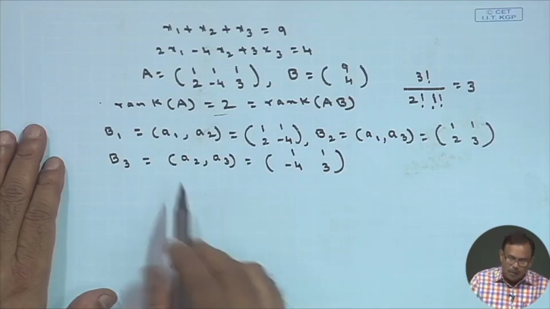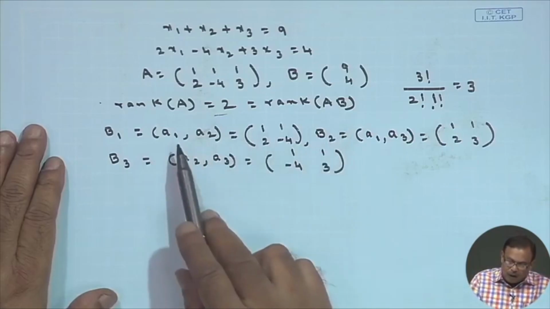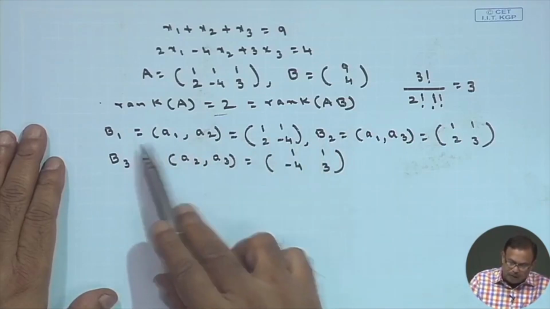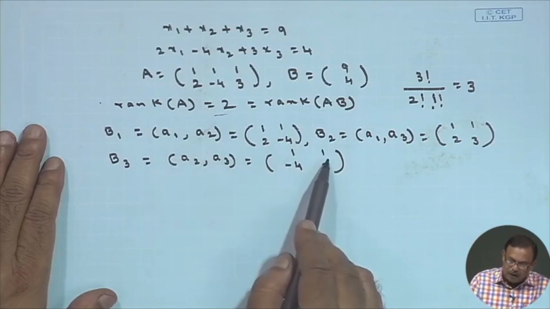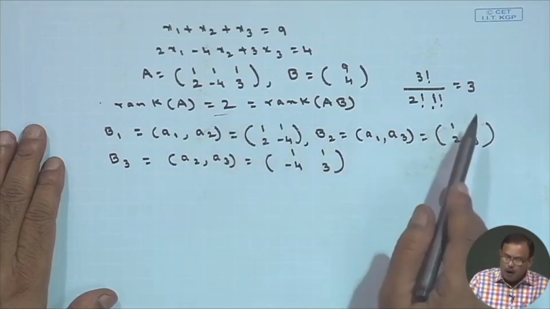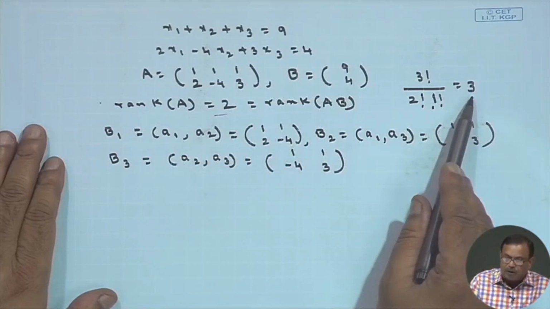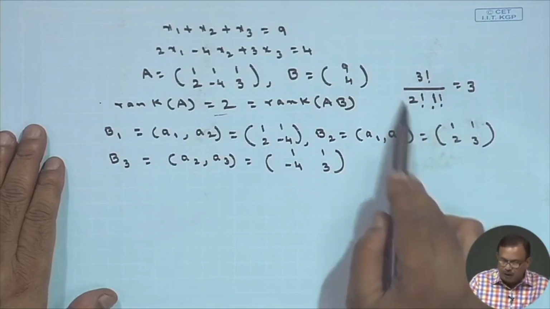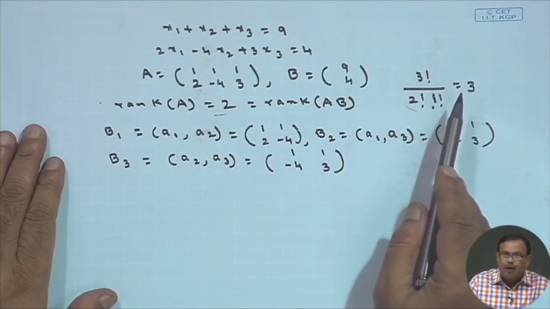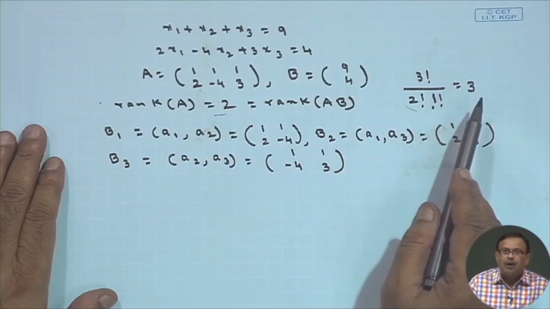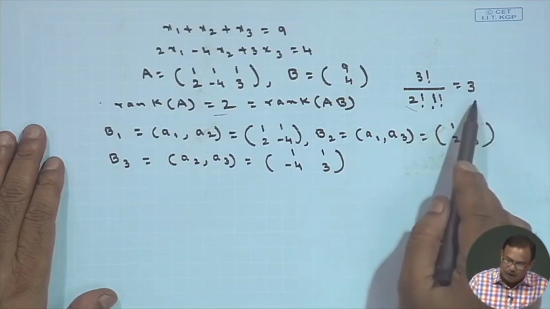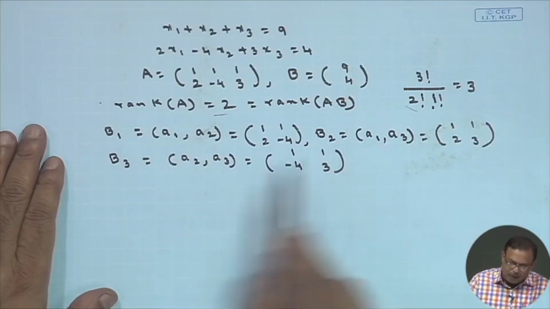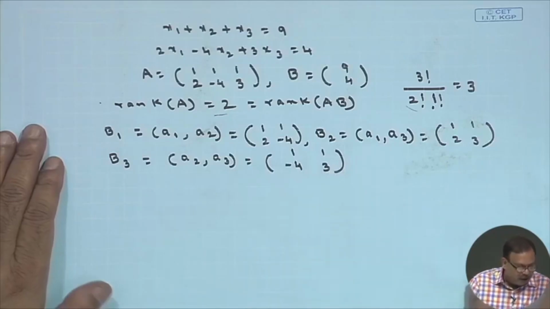So, if you see, I am obtaining these basic solutions B1, B2, B3 like this. Since the rank was 2, the maximum number of basic solutions I can obtain using the formula factorial n by factorial m into factorial n minus m is equal to 3. So, I obtain B1, B2 and B3 like this.